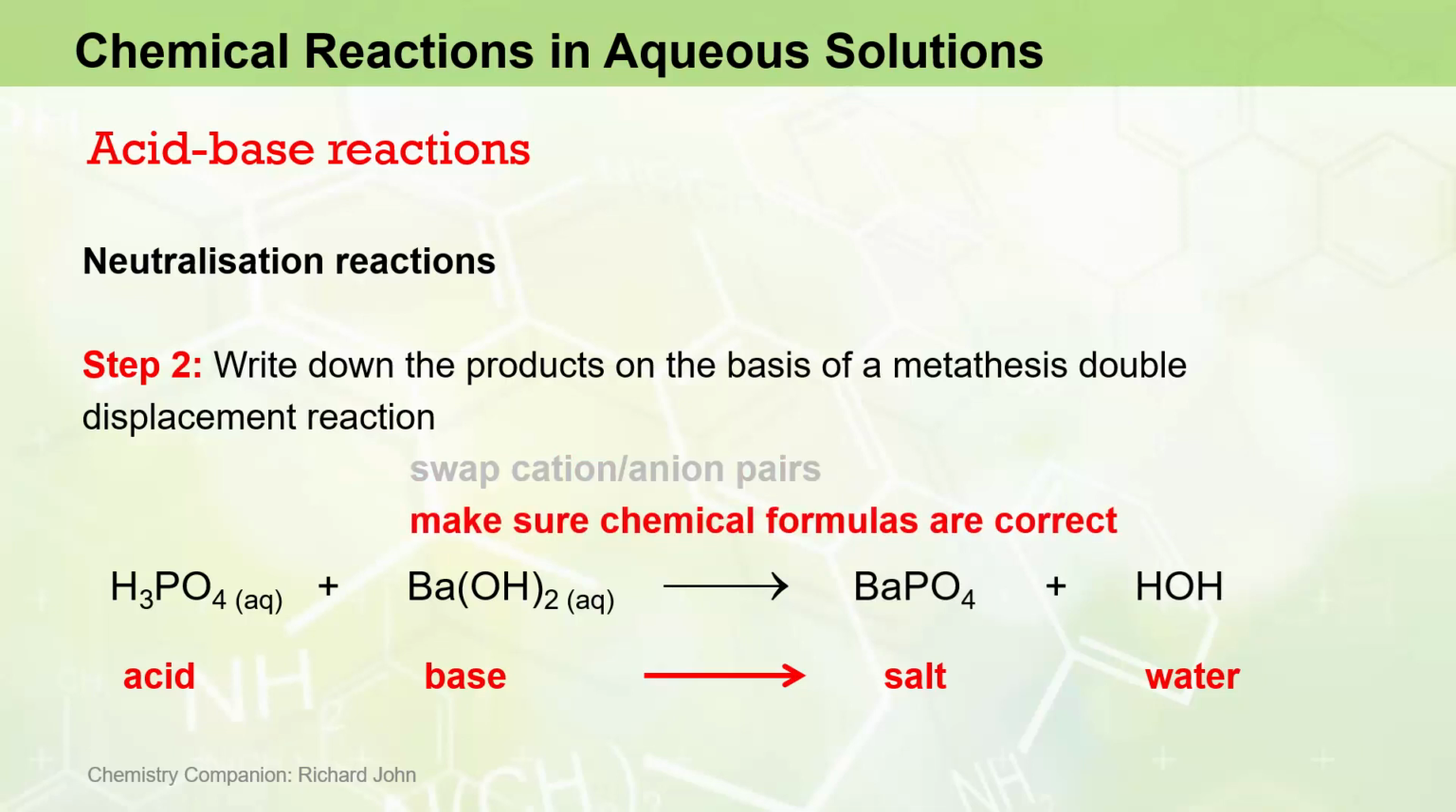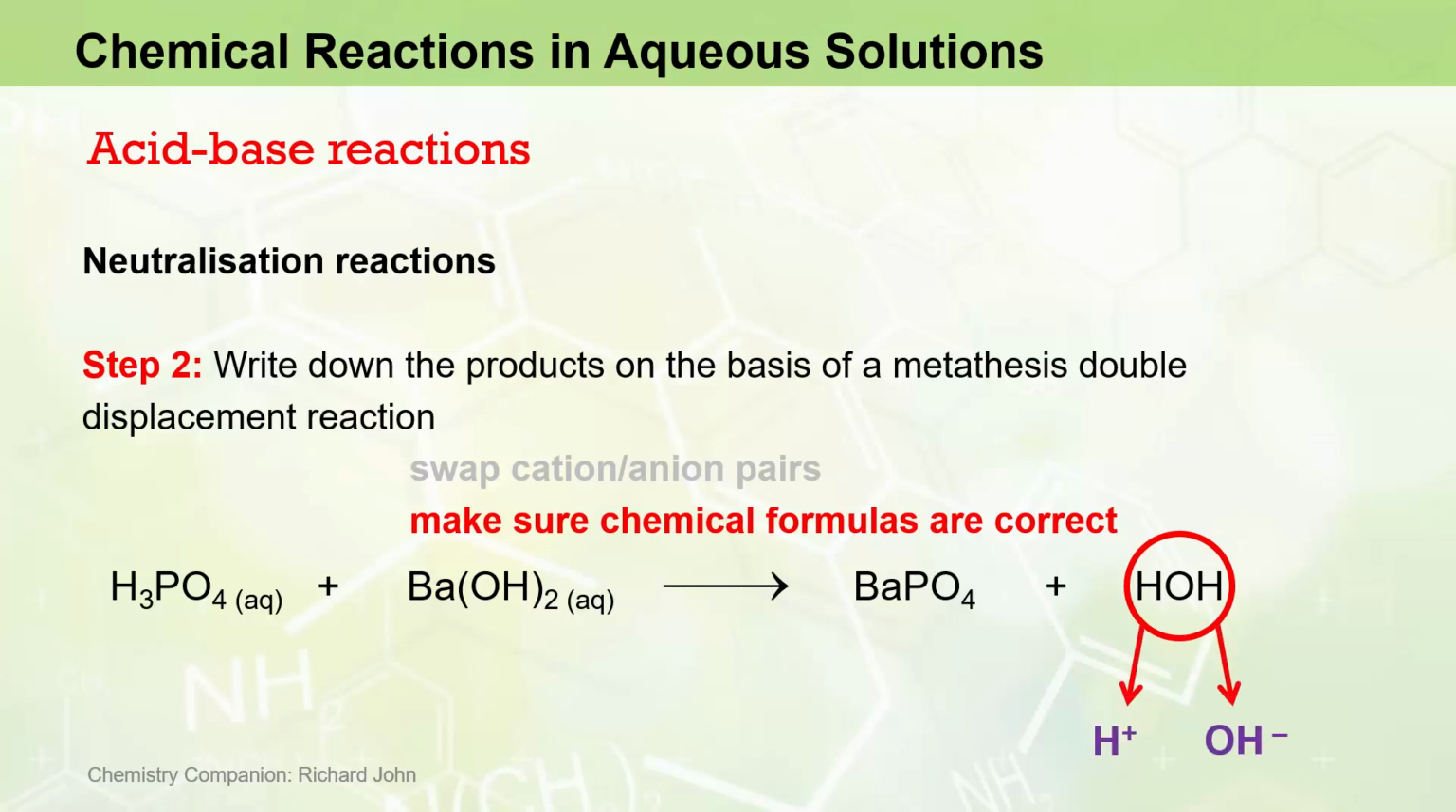Now, before we do anything else, we need to make sure the chemical formulas of the products we have written down are correctly written. At this moment, neither of them is correct. If we look at this HOH formula on the right, it is actually the result of a H+ ion coming together with an OH- ion. And when these two ions come together, we know from earlier that they form the molecular compound water. So we will replace the HOH with H2O, the formula for water that we are already very familiar with.